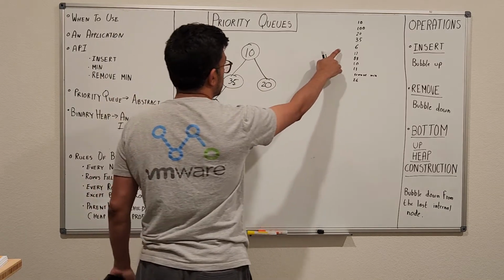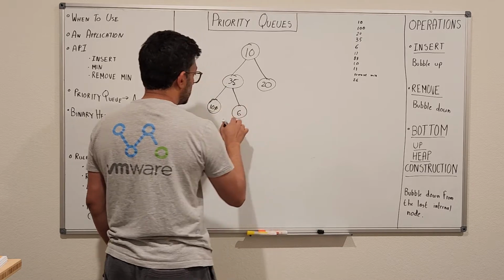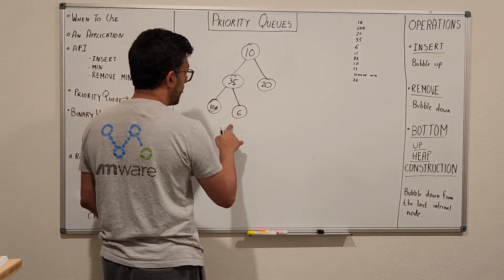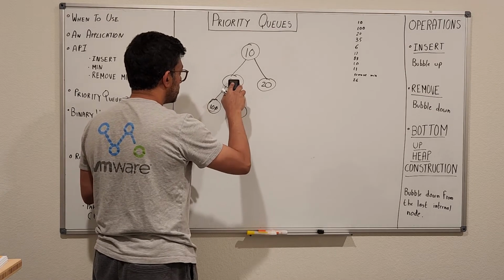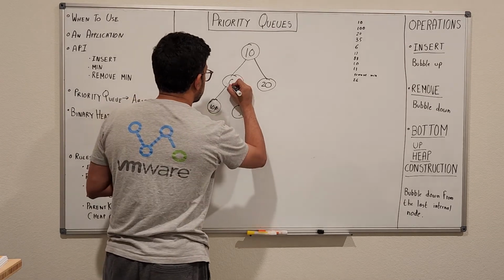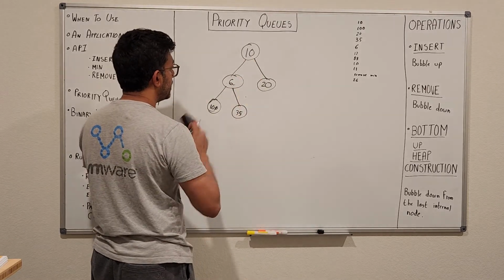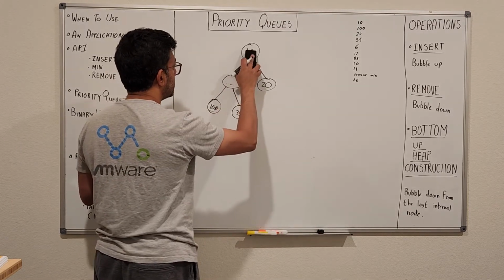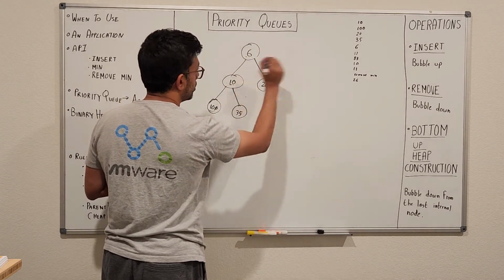Next number, 6. Insert it at the end. Compare with the parent. The parent has to be smaller. So swap. 6, 35. Compare it with the parent. The parent has to be smaller. Swap. 6, 10. Okay, now we are done.